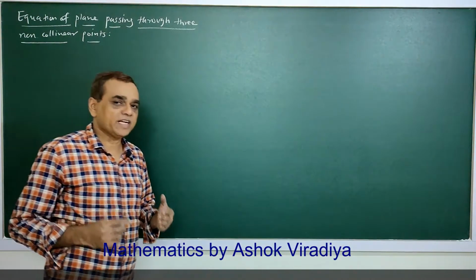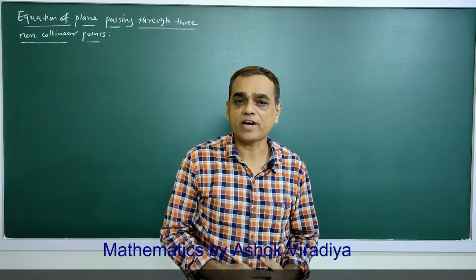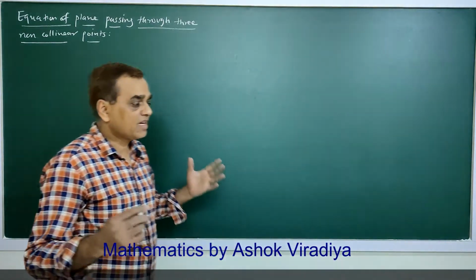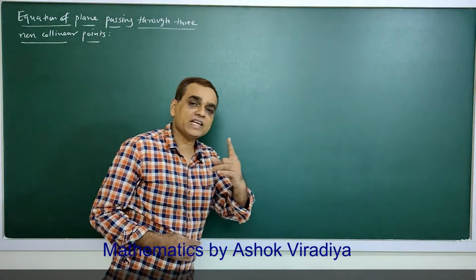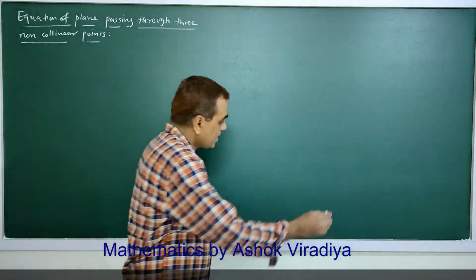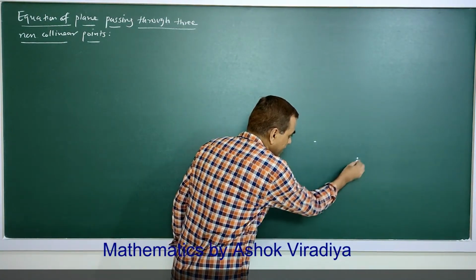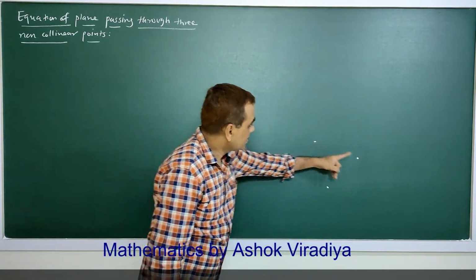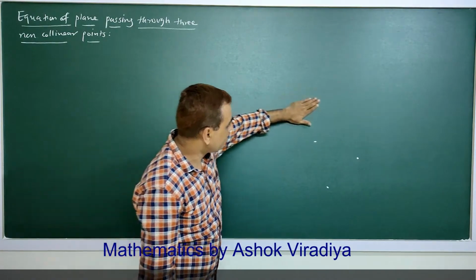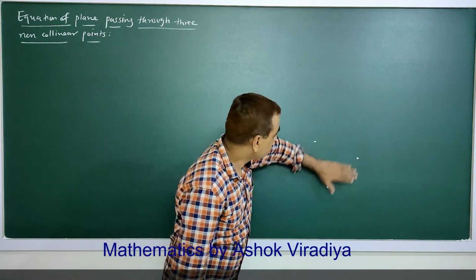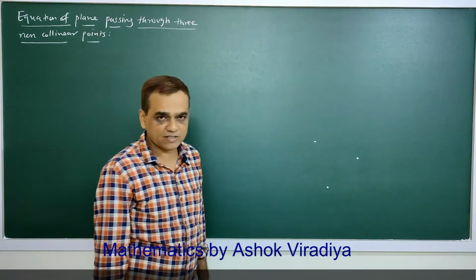Now, equation of a plane passing through three non-collinear points. If there are three non-collinear points, then a unique plane is defined. For example, on the surface of this blackboard, if I keep these 3 points, these 3 points are non-collinear, and here there exists a plane.